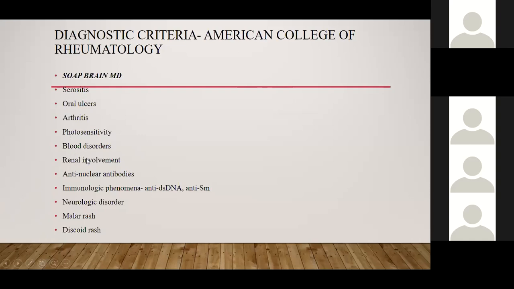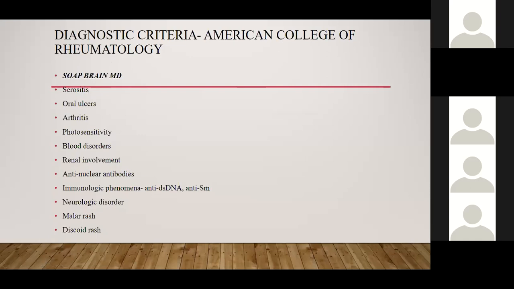Then blood disorders, renal involvement, ANA, which is antinuclear antibodies. There are other immunologic phenomena like anti-double-stranded DNA, neurologic disorder. So that becomes brain, and then malar rash and discoid rash. So we usually say SOAP brain MD. Okay, so it's like a doctor whose first name is SOAP, and then the surname is brain. So SOAP brain MD would give you serositis, oral ulcers, arthritis, photosensitivity, blood disorders, renal involvement, ANA, your other immunologic involvements, your neuro involvements, malar rash, and discoid rash.